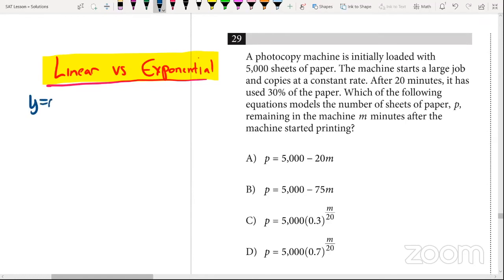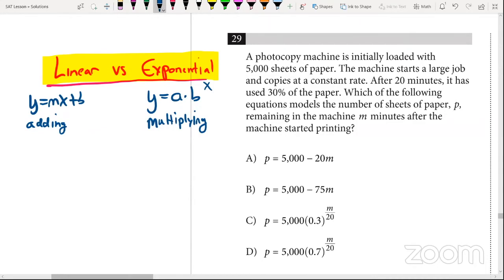Now, linear is your y equals mx plus b, and exponential is your y equals a times b to the x. Linear is the idea that as x increases, y is being added. Something is being added to y. And exponential is the idea that as x is increasing, we're multiplying y by something. So the question here is which one is happening?